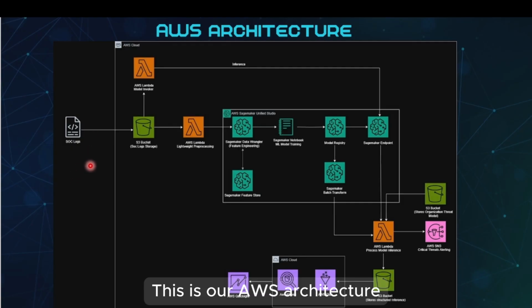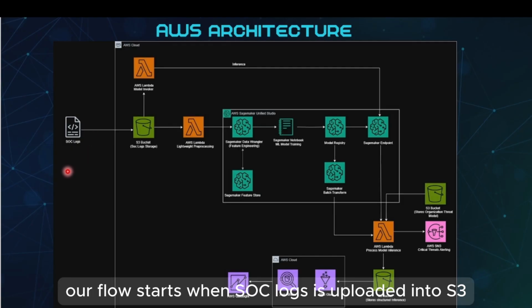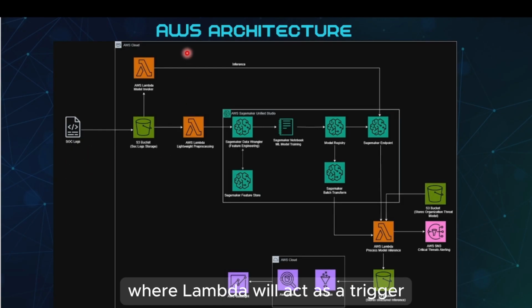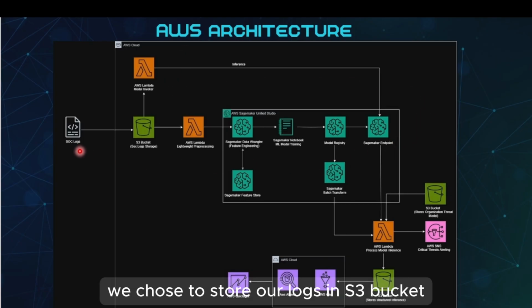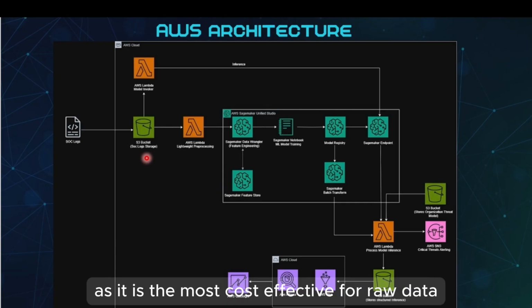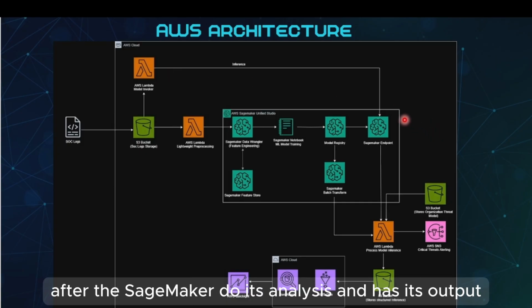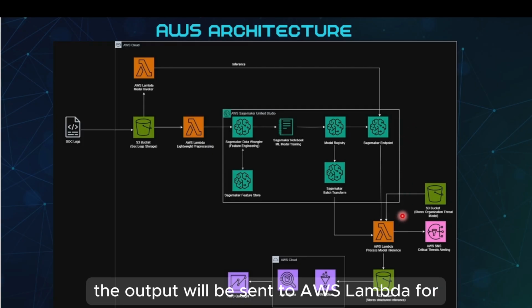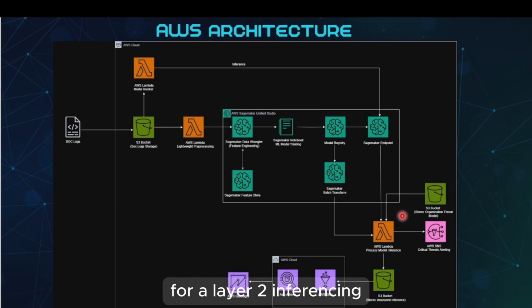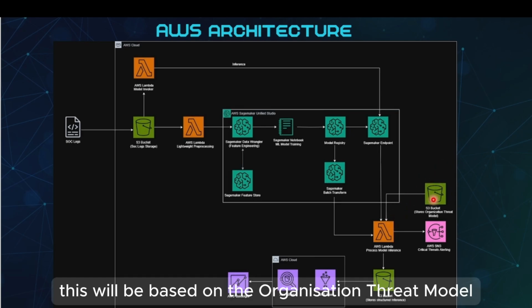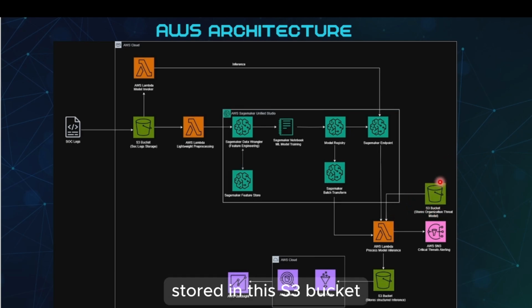This is our AWS architecture. Our flow starts when SOC logs are uploaded into S3, where Lambda will act as a trigger to trigger the SageMaker endpoint. We chose to store our logs in an S3 bucket as it is the most cost-effective for raw data. Besides, we chose Lambda as a trigger as it is serverless and wouldn't add operational overhead. After SageMaker does its analysis and has its output, the output will be sent to AWS Lambda for layer 2 inferencing, which will be based on the organization threat model stored in this S3 bucket.